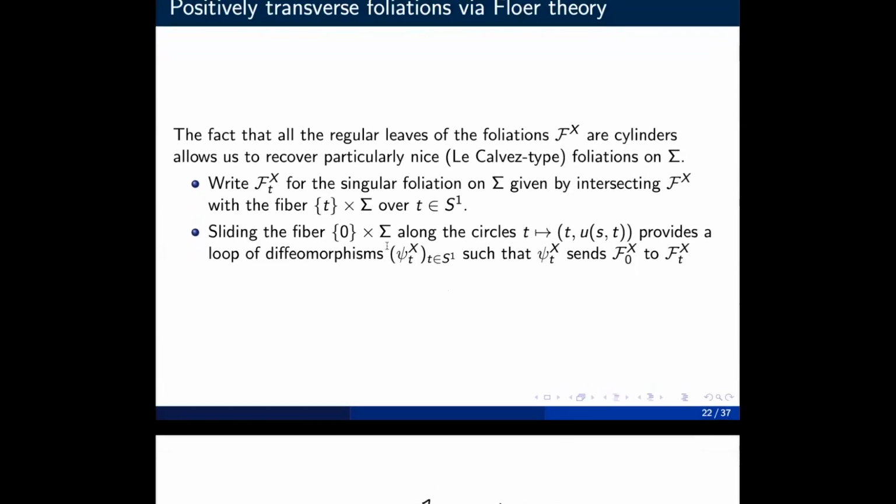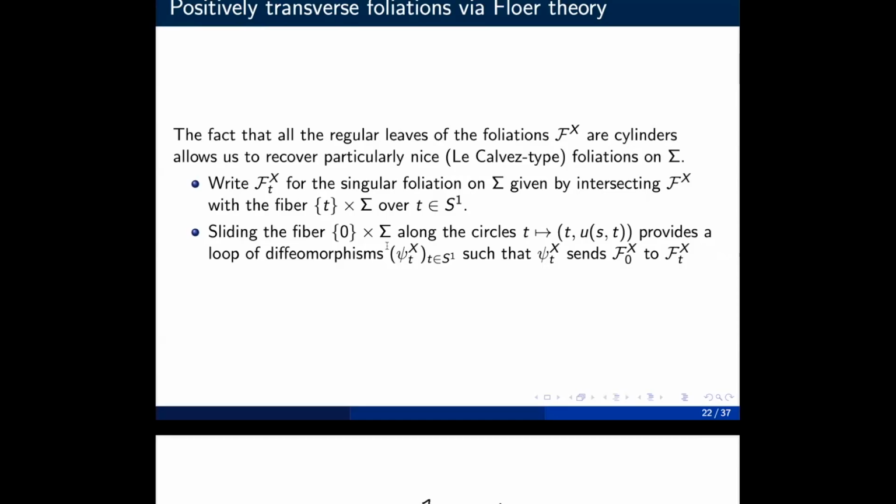If you slice this foliation over any t in your circle, then this gives you a foliation of your surface, because this foliation F_X is always transverse to the vertical fibers. And so this sliding diffeomorphism is a diffeomorphism that sends the foliation over 0 to the foliation over t, just sliding.